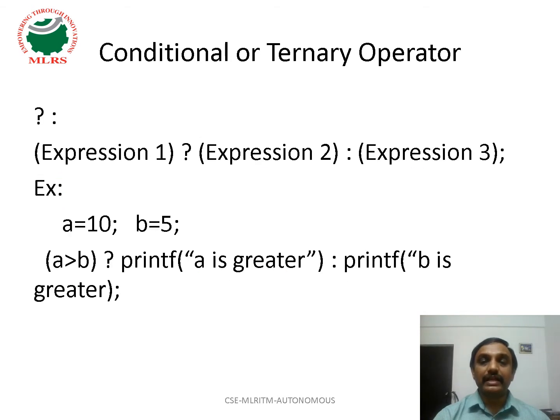Next operator is the conditional or ternary operator. That one is represented by using a question mark and a colon. So how to write this one? How to use this one? To write this, mainly we have to take three expressions. Before the question mark, expression 1; between the question mark and colon, expression 2; after the colon, expression 3.